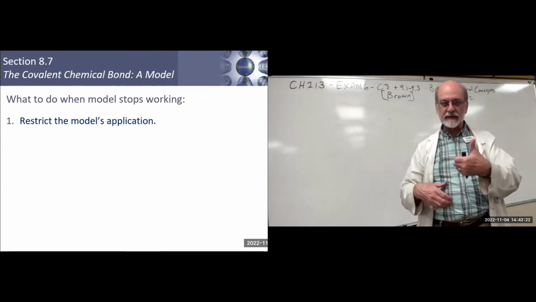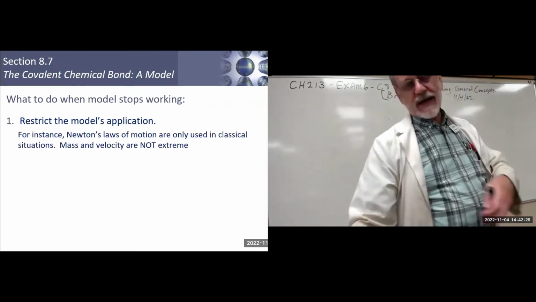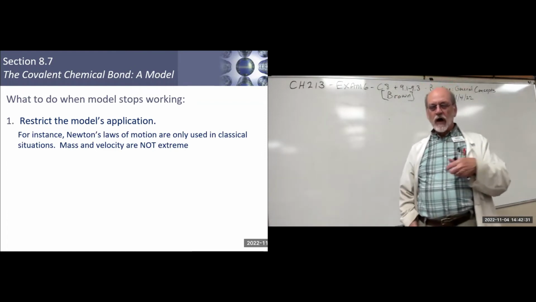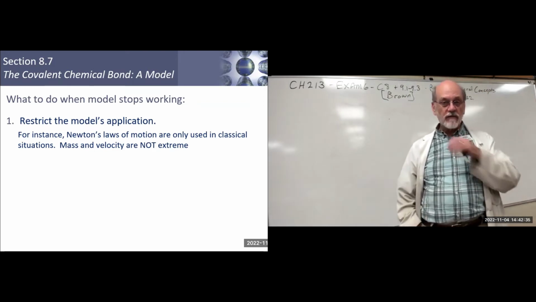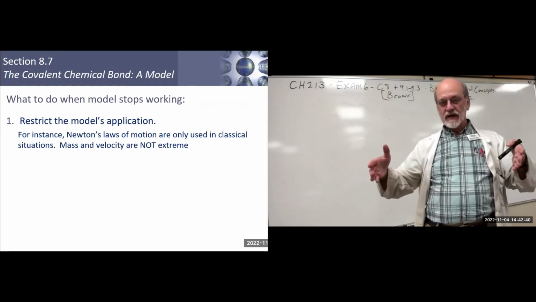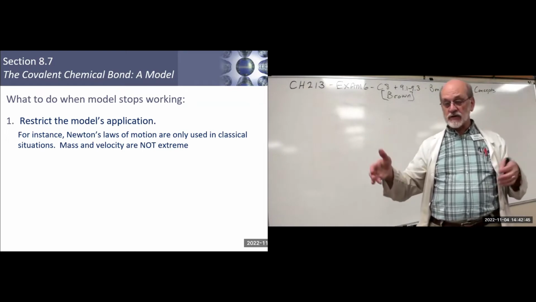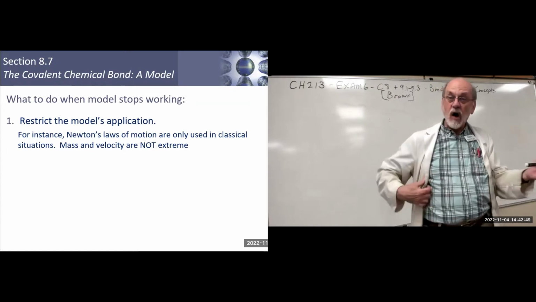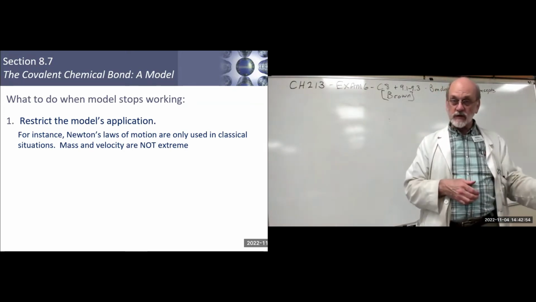That's one possibility. The other possibility is, well, and here's an example, Newton's laws of motion, also known as classical physics. Newton's laws of motion work fine in this range of masses. If you get too big, you have to change your model, and then we go to relativity. If you get too small, then Newton's laws stop working, and now we have to go to quantum mechanics.